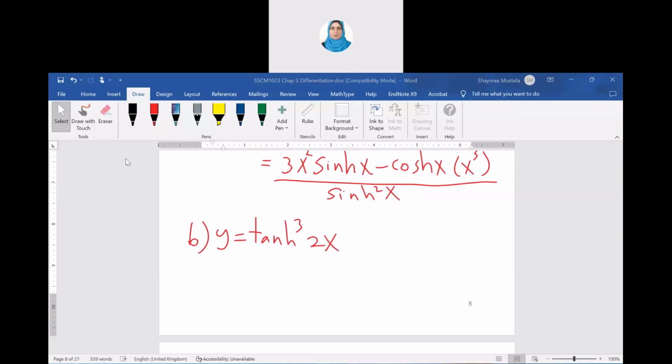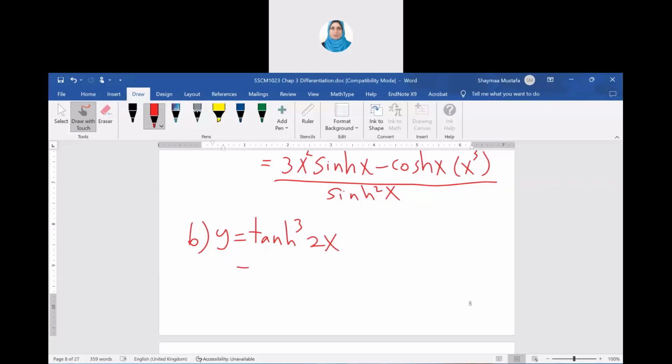This is not a multiplication, because some students confuse between multiplication and chain rule. In chain rule, you have function inside function, different from multiplication. So since I have functions inside function, I need to start from the outer one, from the first function. Here the outer function is cube, the power. So I will start from the power.